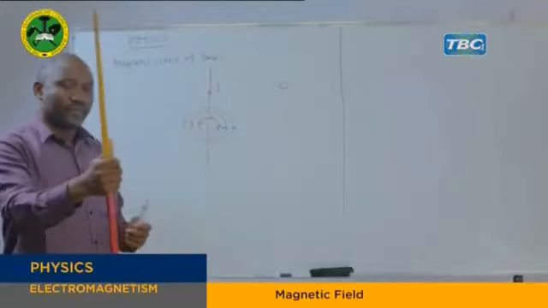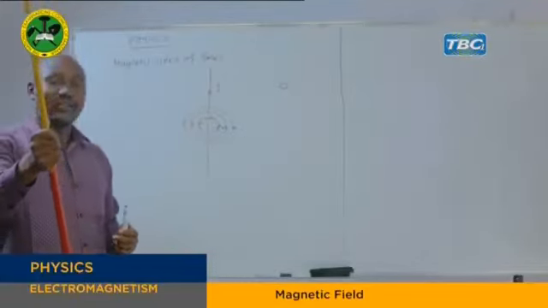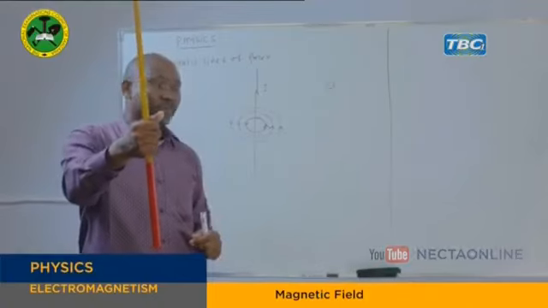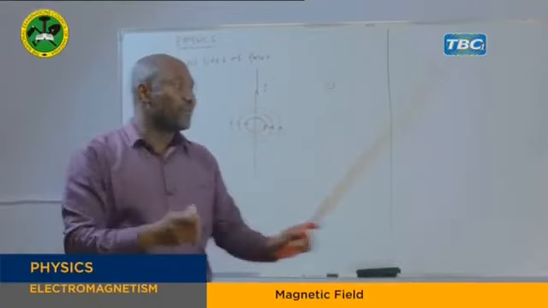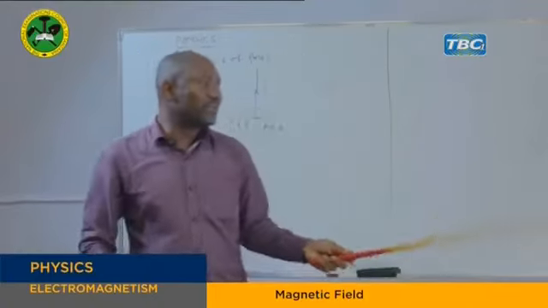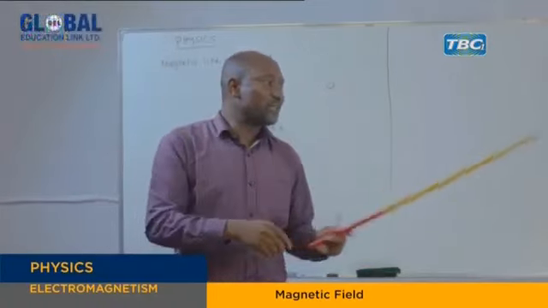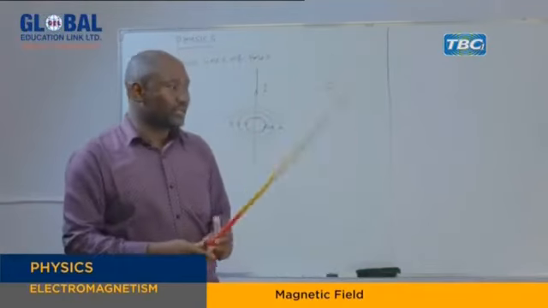So that's how the magnetic line of forces will be flowing around the wire. This is the use of the right-hand grip rule. Sometimes it's given the name a screw. You can use a screw, or you can use the current carrying conductor.